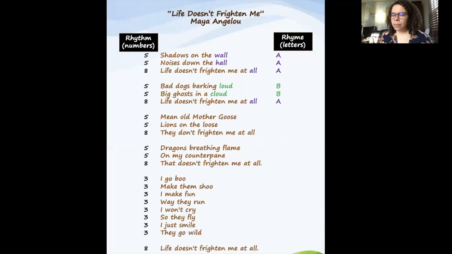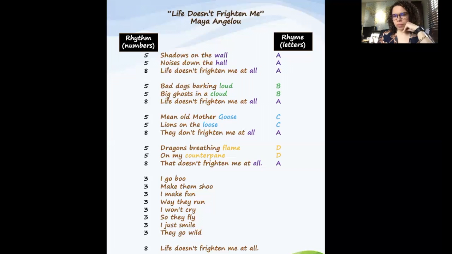Goose and loose rhyme, but they don't rhyme with anything else. All rhymes with something from above, so we put it as the same letter, C, C, A. Same thing with the next one, flame and counterpane. Those two rhyme, and all rhymes with the very first rhyme that we did, D, D, A. Let's look at the next stanza.